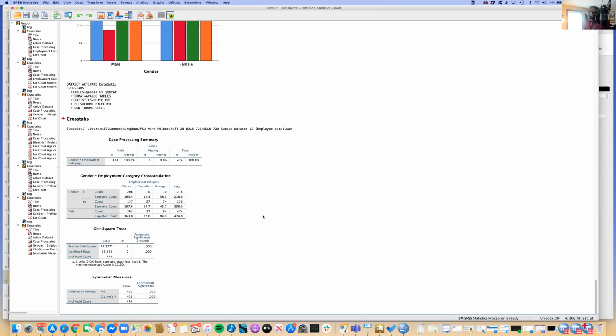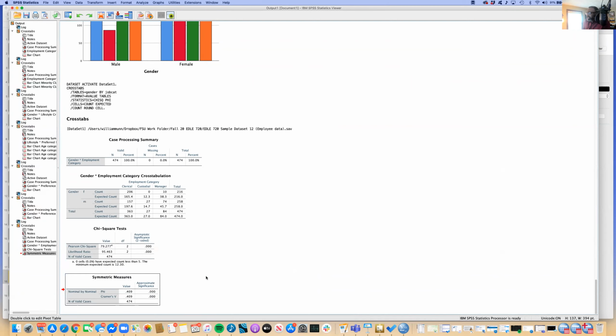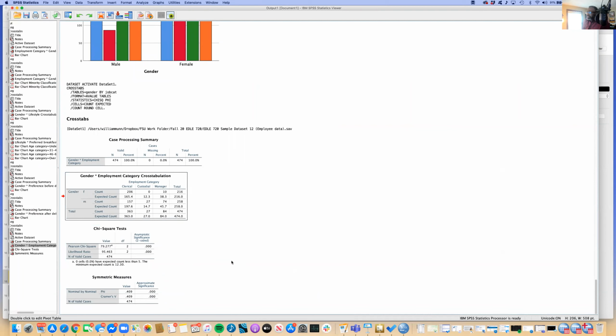This is the first thing that I do, right? I go down to chi-square test, and I see asymptotic significance, and I look for this value right here. If it is less than 0.050, then it is significant. Is this less than 0.050? Yes. Okay, so we know right off the bat that there is a relationship between gender and job category.